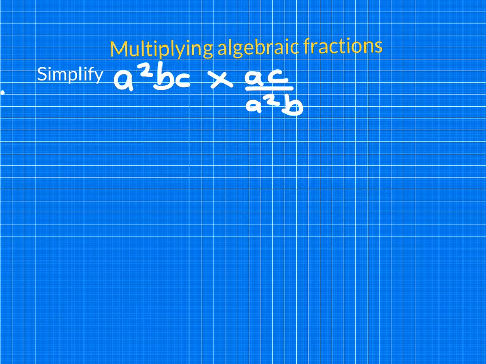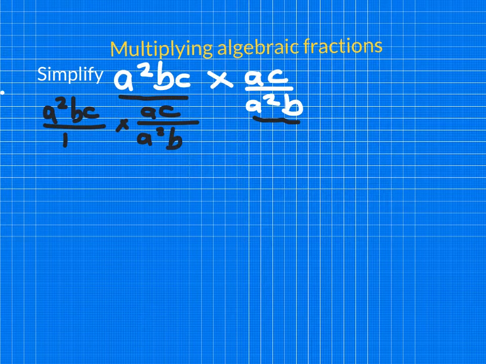In this example, we're multiplying together some algebra which have got fractions in them, so we can see we've got a fraction here, and in fact this can also be written as a fraction when we get round to it. So let's first of all rewrite it as a fraction: A squared BC over 1 multiplied by AC over A squared B. This is exactly the same as the questions with the numbers in, but we just don't have the numbers. So we first of all need to break this down.